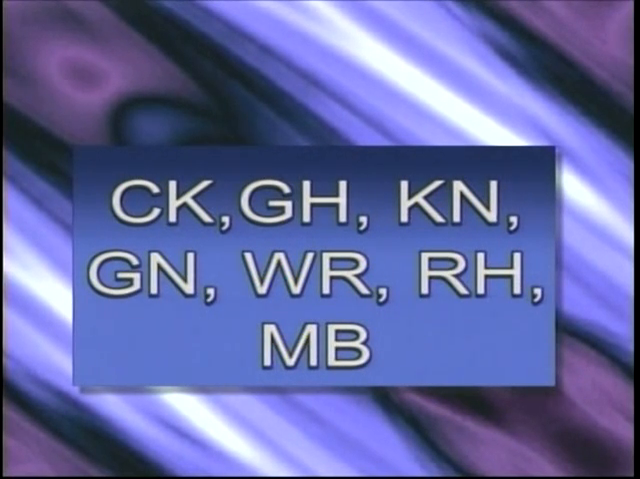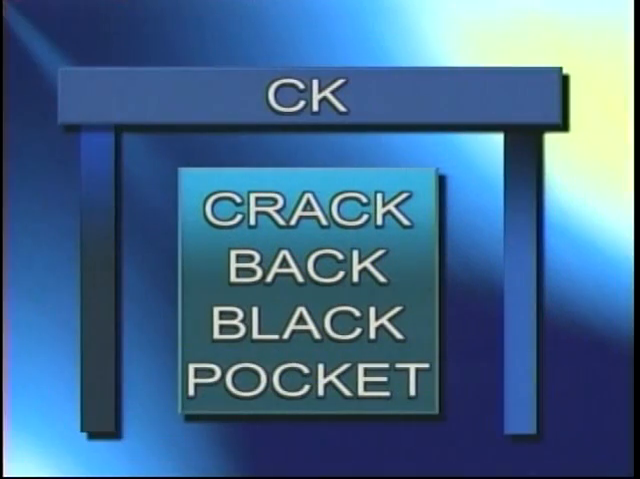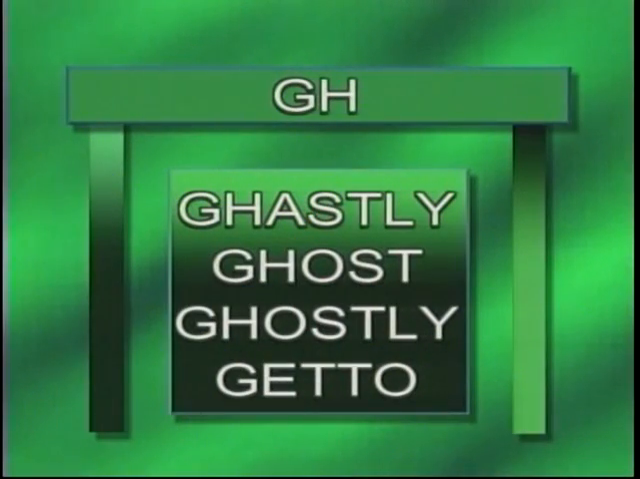These digraphs are easier. Why are they easier? They are easier because one of the two consonants that come together is silent, so we don't hear it. When C and K come together, we hear only one sound, K. Read these words after me. Crack, back, black, pocket. In the GH words, you only hear the G.